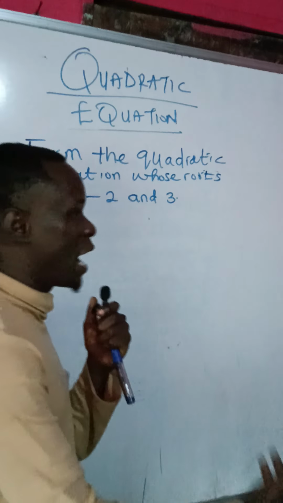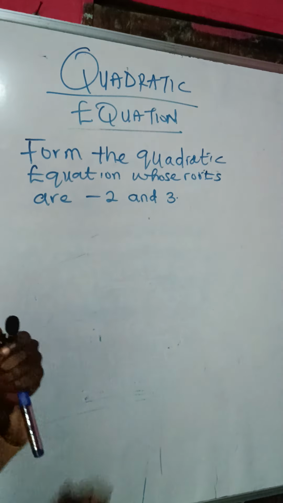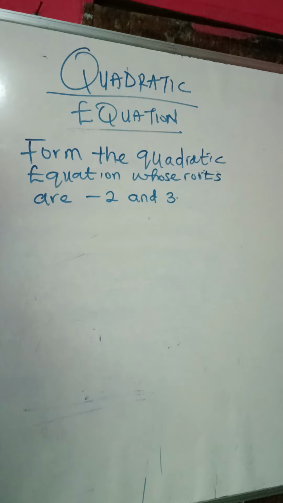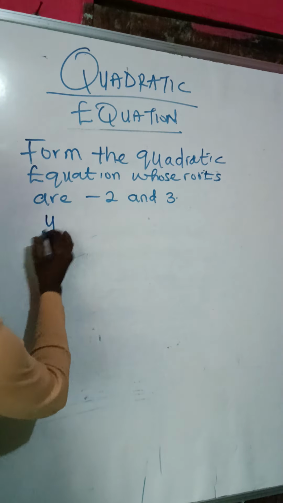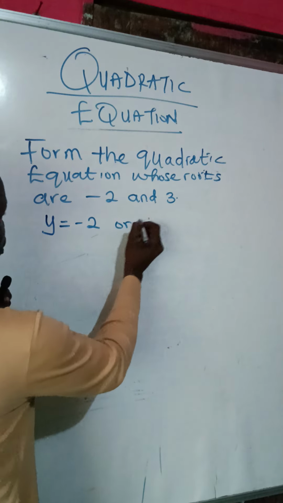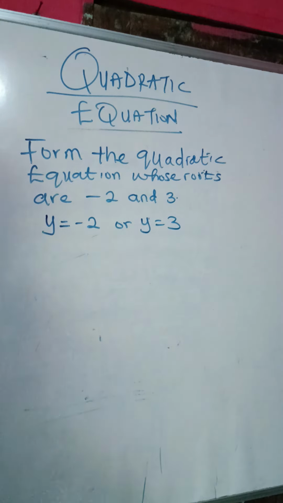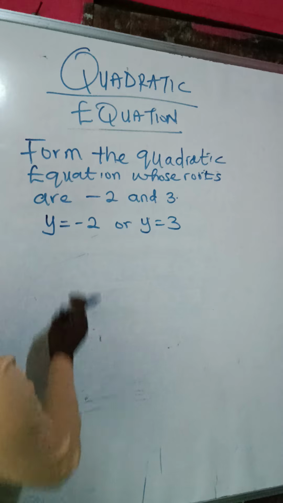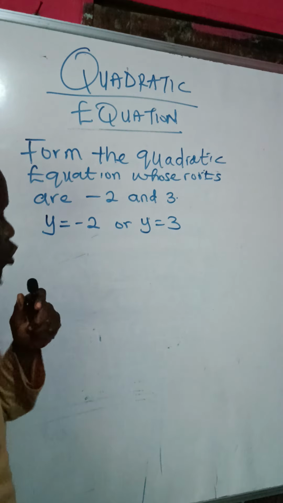It could be y, it could be x, it could be a. But mostly we like to use x. But let's change the variable to y. So we can say that y equals -2 or y equals 3. Remember, I told you in a quadratic equation we must have two values. Then we make them equal to 0.